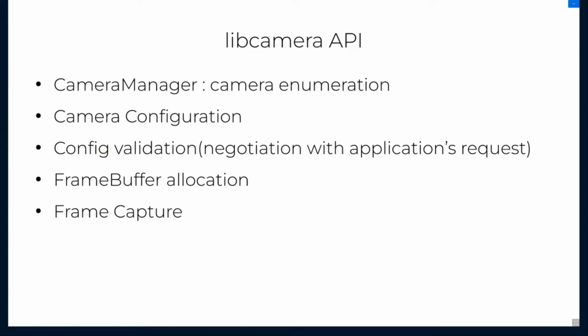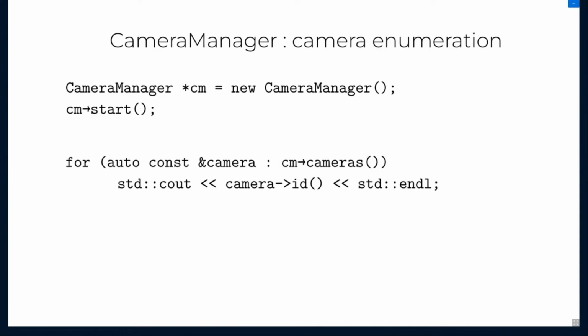So let's try to map it out a bit into the code. Camera enumeration, camera manager. We make a new camera manager. We start the camera manager, which will set up pipelines, find all the devices, and make camera objects. And you can retrieve the cameras from the camera manager with the cameras API. We just iterate over them and we just print an ID. So, camera enumeration.